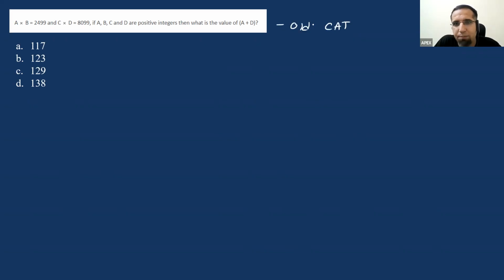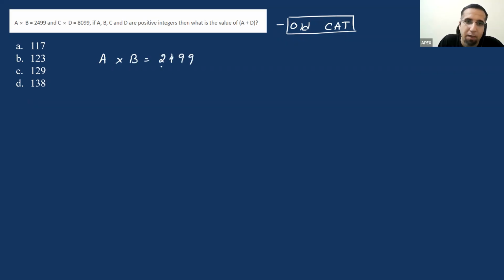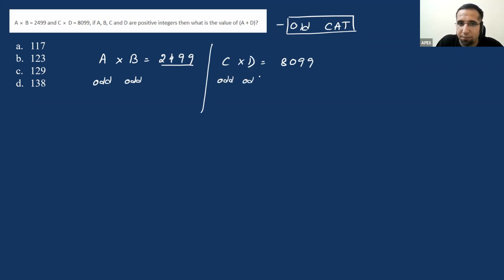Okay. Now, there are two simple approaches to this question here. Now, what is the beautiful part of this CAT question? We always discuss this as a shortcut for the CAT examination. Now, understand A into B is equal to 2499. Now, the product of two numbers is an odd number. So, by default, A should be odd and B also should be odd. Okay, I'll come back to the actual method later. Similarly, I have C into D is equal to 8099, which is also odd, which means C is also odd and D is also odd.